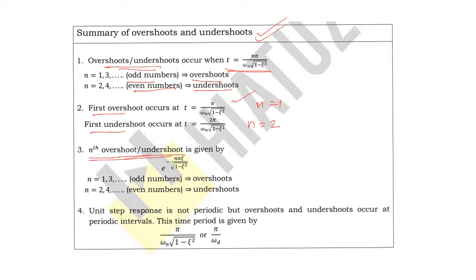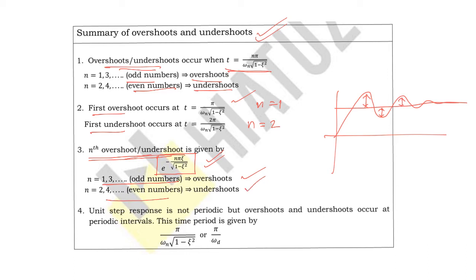Just the overshoot or undershoot, not the entire value of the output. If you have the output like this, what is the value of the overshoot? This is the overshoot, and this is the value of the first undershoot, and this is the value of the second undershoot. That value is given by e to the power minus n pi zeta by root over 1 minus zeta square. So if you substitute odd values of n, you will have the magnitude of overshoots, and for even values of n, you have the magnitude of undershoots.